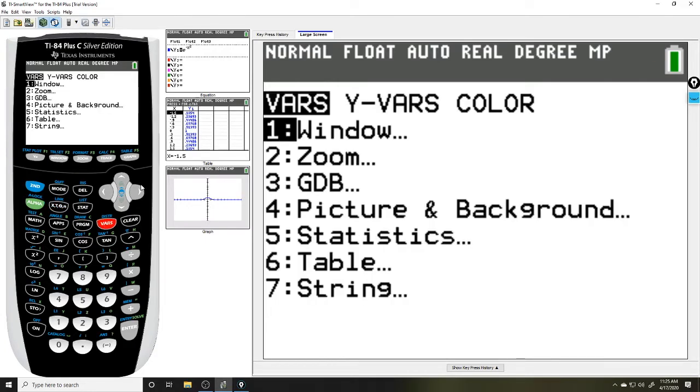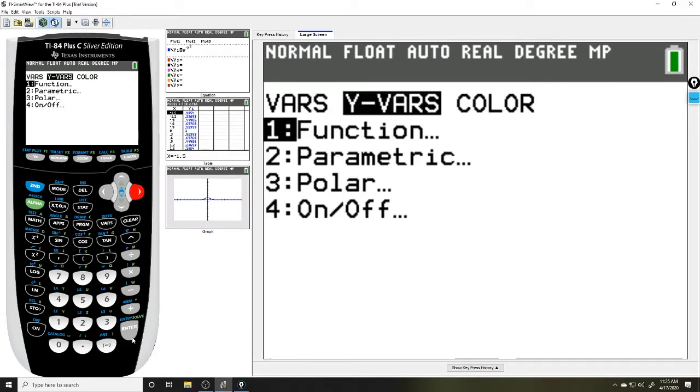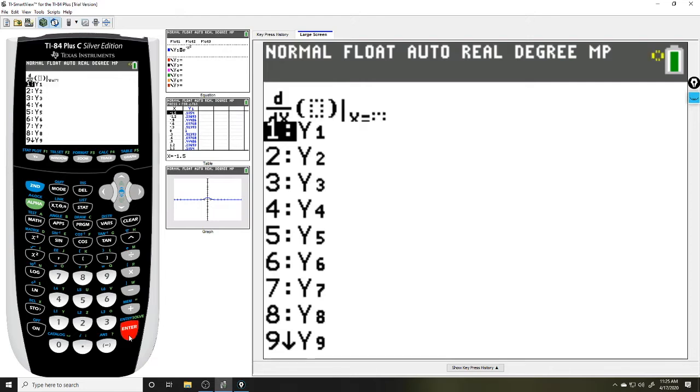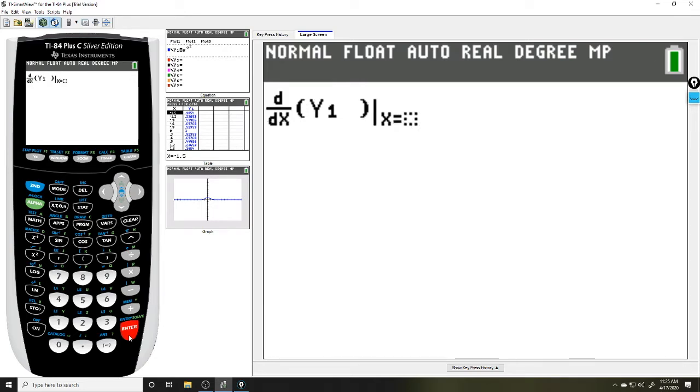That's going to be vars, over into Y-vars, function, y1. And that'll say to put the graph that you have entered in y1, you want to take the derivative of that at a particular point. So let's say I want to know what happens when I plug in 5. So that'll give me that derivative at 5.